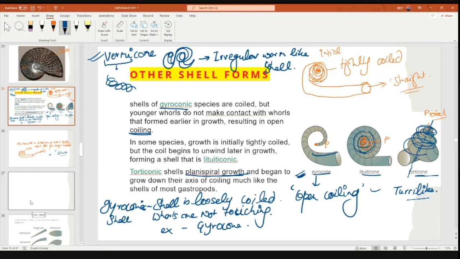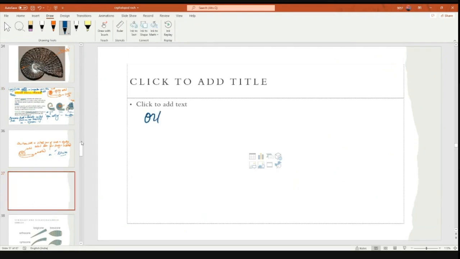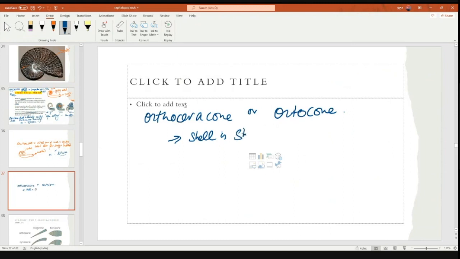So let's see orthosera cone. Orthosera cone is also known as the orthocone. Okay, so basically the cell is straight and uncoiled. Cell straight and uncoiled, like this. Okay, just straight and without any coiling. So these are the orthocera and orthocone.